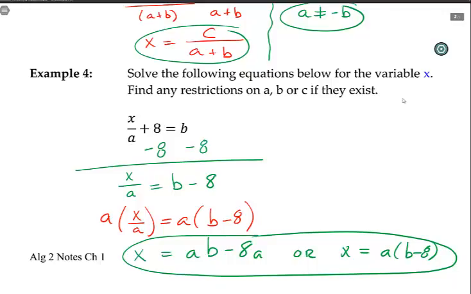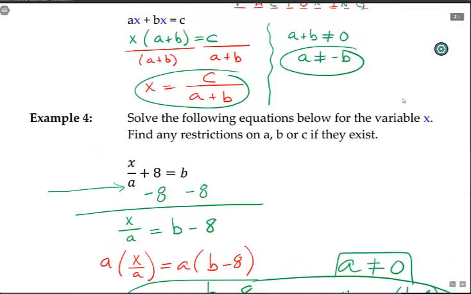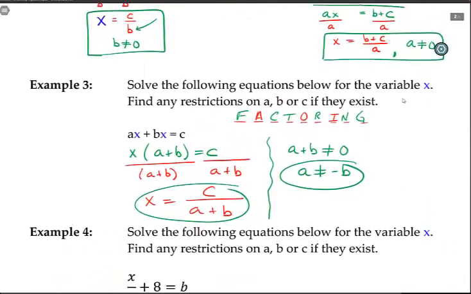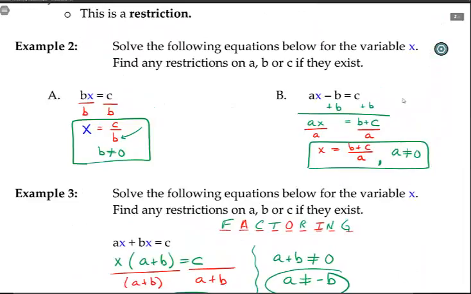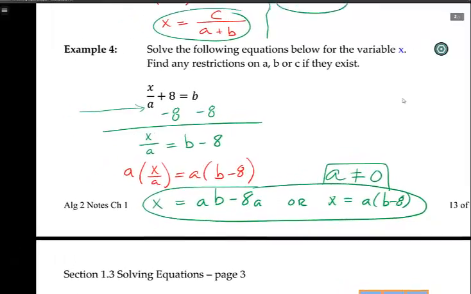I need you to look at the original problem as well as the answer. There's no variables in our denominators in our answer. However, the original problem has a value of a in the denominator. So my restriction says a cannot be equal to 0. Let's look back and see if our other original problems had any variables in the denominator. None on example 3, none on example 2. So in this case, we're okay. But be aware on this last example 4 that if there's an a in the problem or in the answer in the denominator, we have to consider that as a restriction.